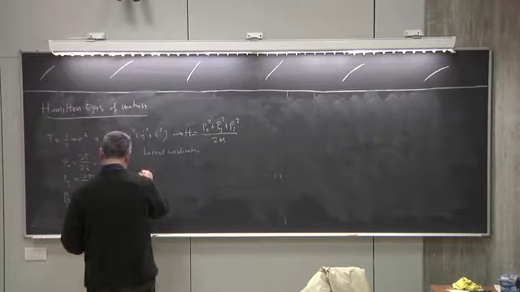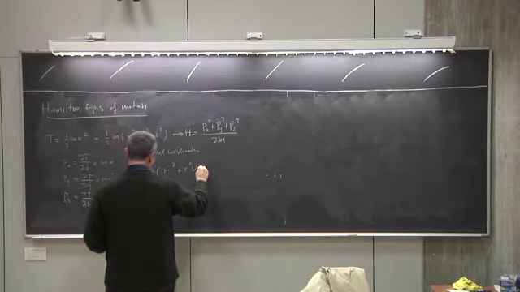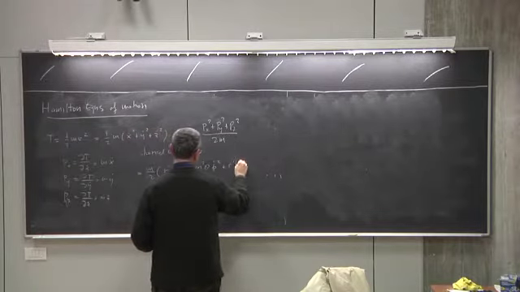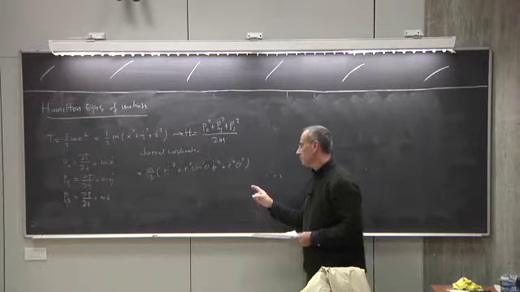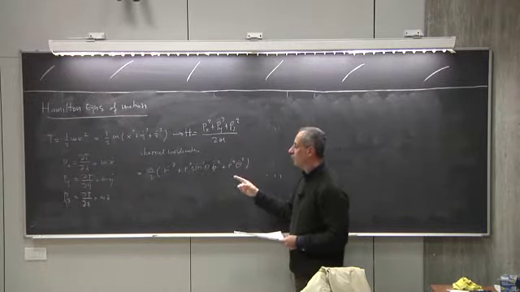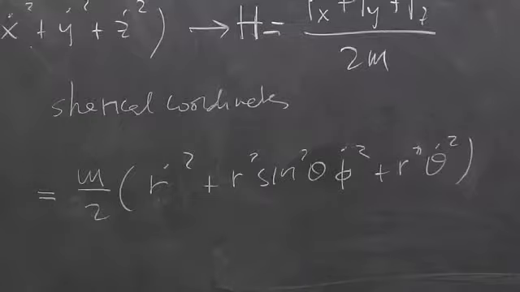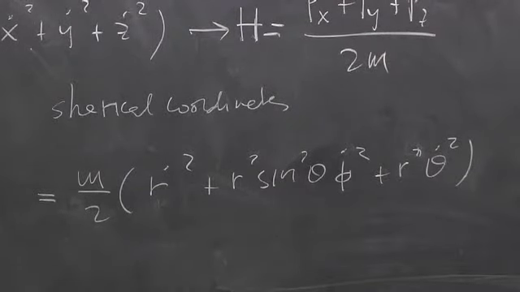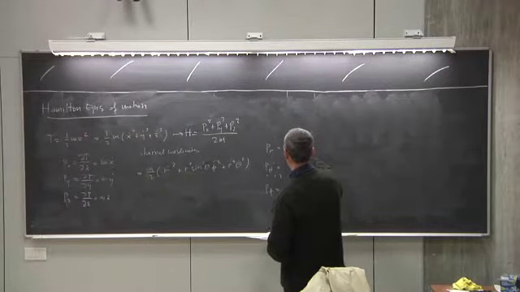Well, the kinetic energy in spherical coordinates, remember, is this: r square sine square theta phi dot square plus r square theta dot square, right? So now you have to compute pr, p theta, and p phi. Then switch back to the Hamiltonian. So what is pr? pr, well, you read it off from there, is m r dot.